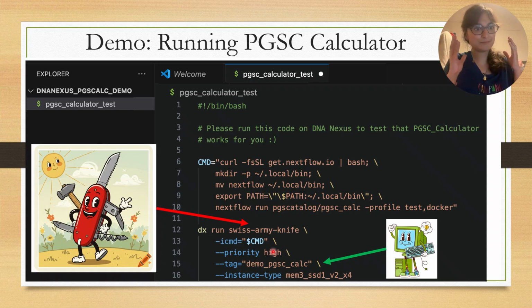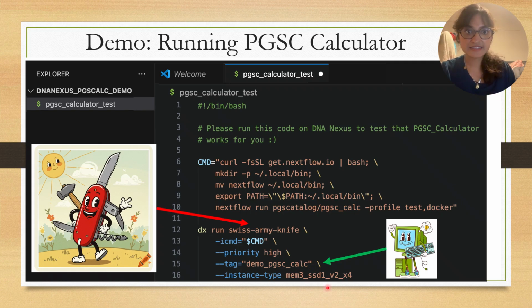So if we want the high priority, it'll cost a little bit slightly higher to run this job. And the tag demo equals PGS calc, PGSC calculator, this one here, is going to tag the job with this demo PGSC calculator. So it's useful for tracking. We'll see that as we monitor this job on the DNA Nexus platform.